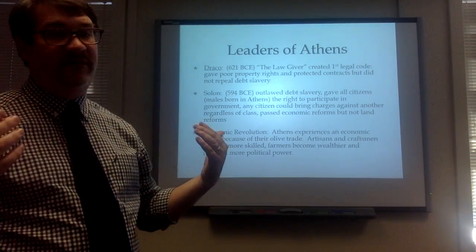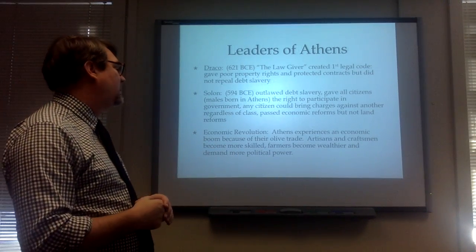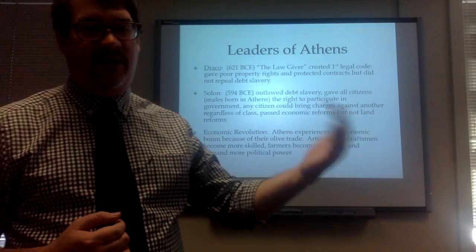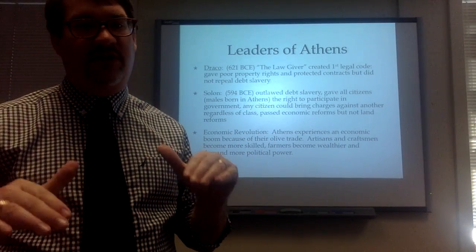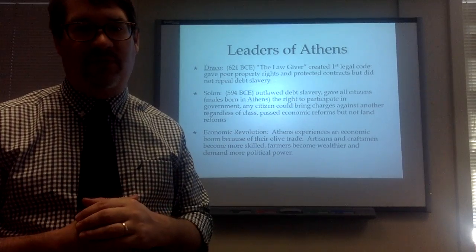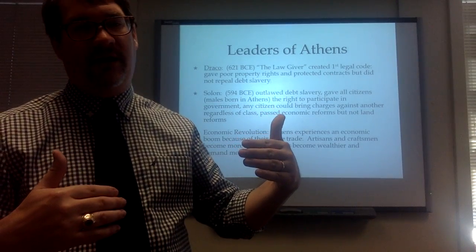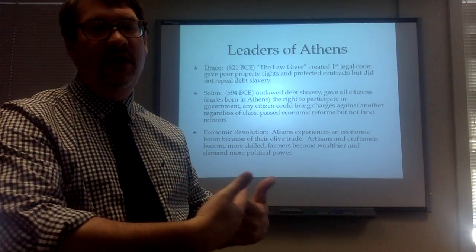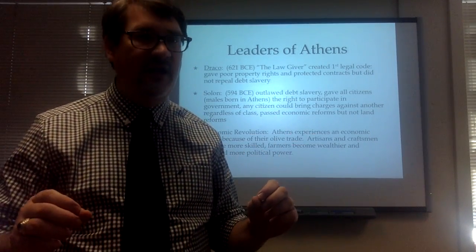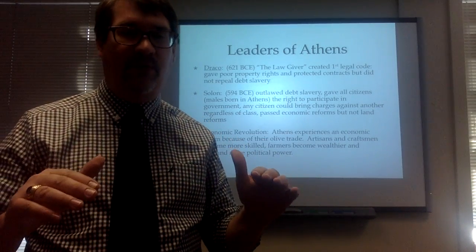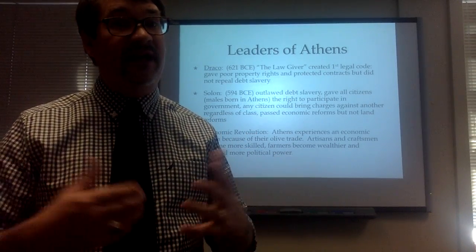Then again, in 594, another rebellion occurs because there's still debt slavery, and another noble comes to power, Solon. Solon takes the step to outlaw debt slavery and to give all citizens the right to participate in government. Any citizen can bring a charge against another citizen, regardless of if they're wealthy or poor. And he also passed economic reforms. So Solon really took the process forward as far as giving the poor and the commoners more rights so that they'll be happy. And remember, this is all based on the idea that there are more poor people than wealthy people. And if the poor people realize that united, they are actually stronger than the aristocracy, then that gives them a lot of power.